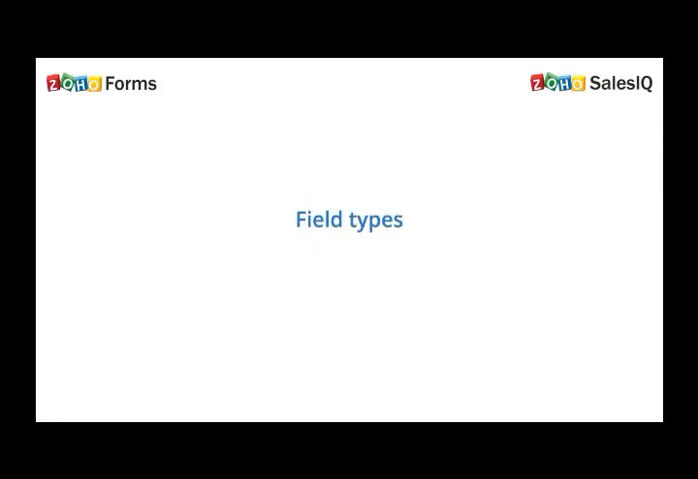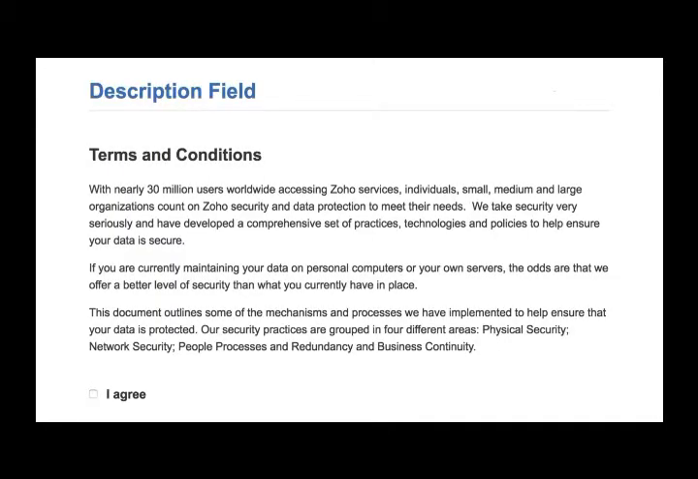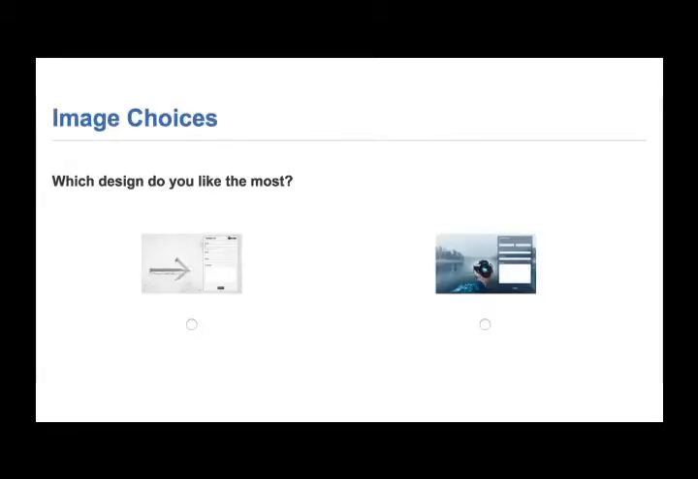And then the field types. Zoho Forms supports all the basic kinds of field types, ranging from contact fields like names, email addresses, phone numbers, and multiple choice fields, drop-down choices, and all those basic field types. In addition to that, we also provide a description field that lets you add terms and conditions, disclaimers, instructions, and all of that. With the image choices field, you can replace your text choices with images.